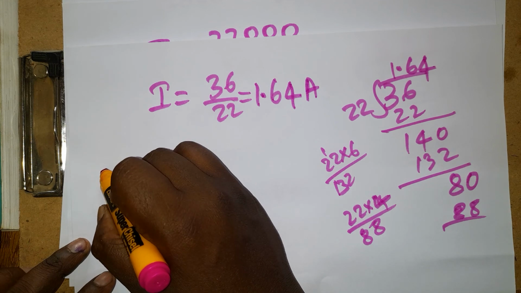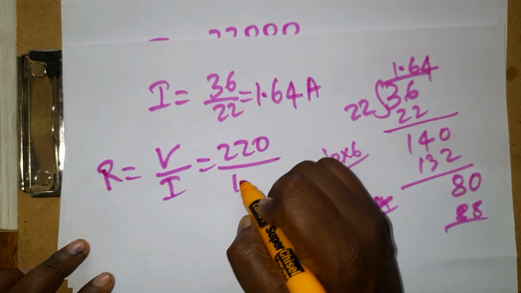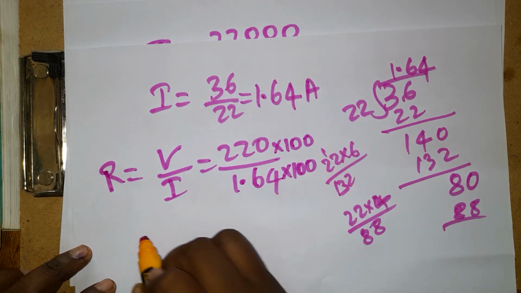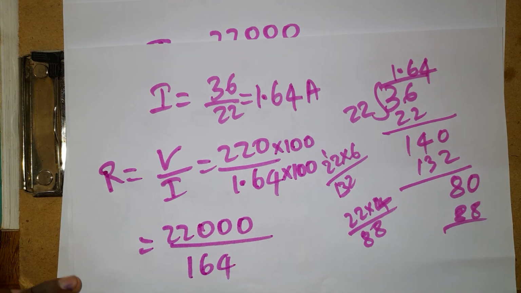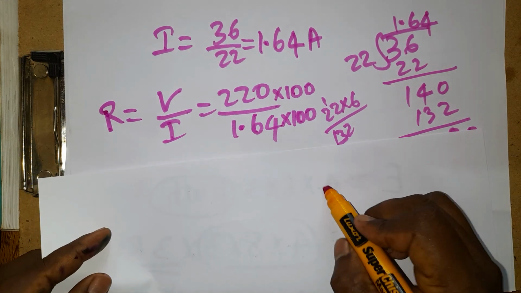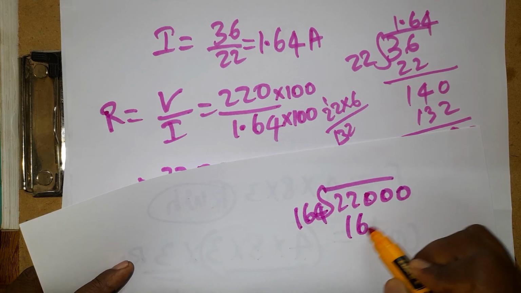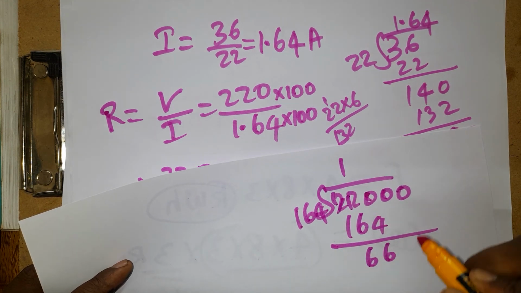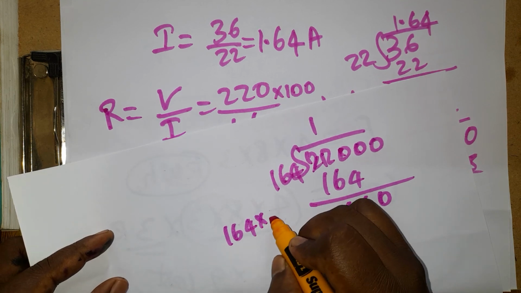The next one, resistance is equal to V by I. What is V? 220. What is I? 1.64. Multiply numerator and denominator by 100 to bring the round number. So 22000 divided by 164. Normal calculation only I am going to do to bring the final answer. 22000 as a 1 time. Remaining 6, it's going to be 60. This going to be 164. We'll try with 3 times.